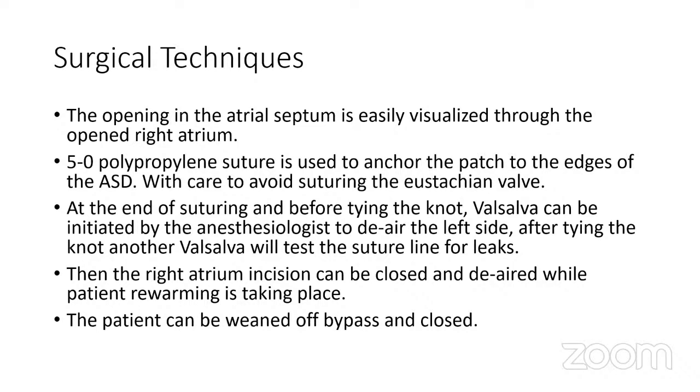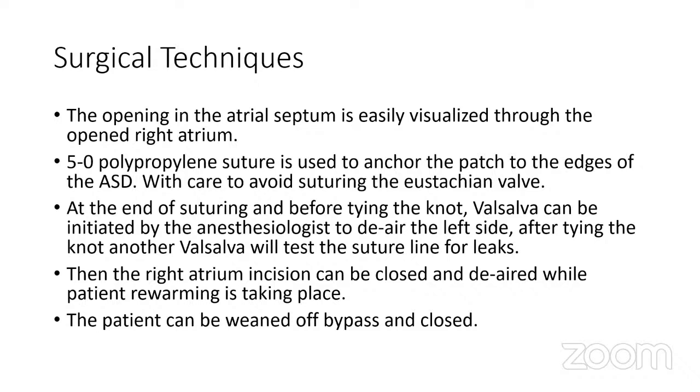5-0 polypropylene suture is used to anchor the patch to the edges of the ASD. Of course, the size is a surgical preference depending on the patient. Care must be taken to avoid suturing the Eustachian valve, because suturing the Eustachian valve to the septum secundum would create an obligatory shunt of the inferior vena cava blood into the left atrium, and the patient would be cyanotic following the procedure. We're going to talk about this in the pitfall section.